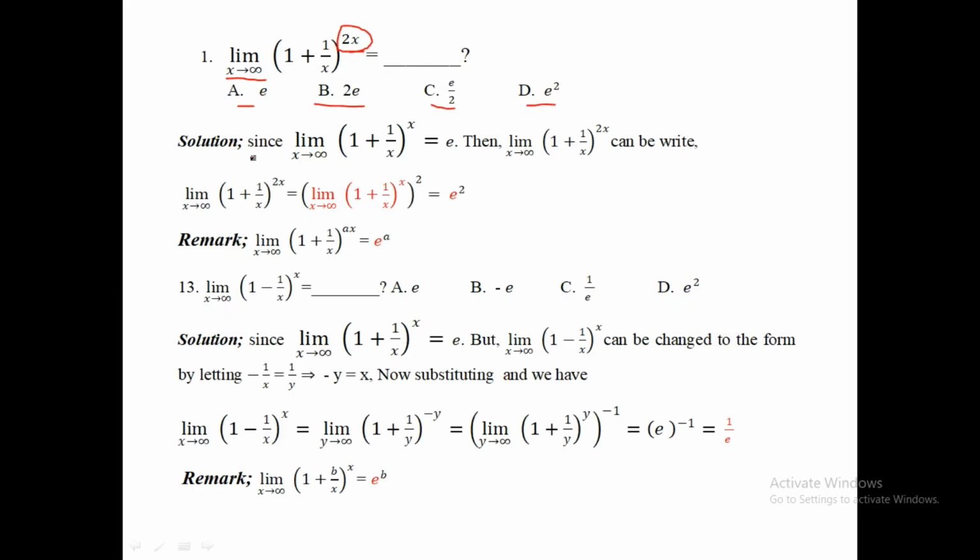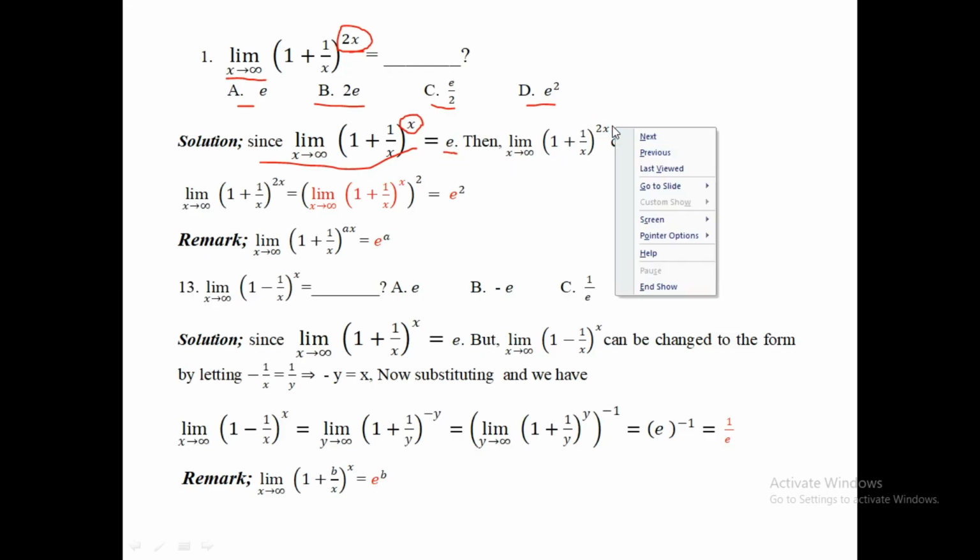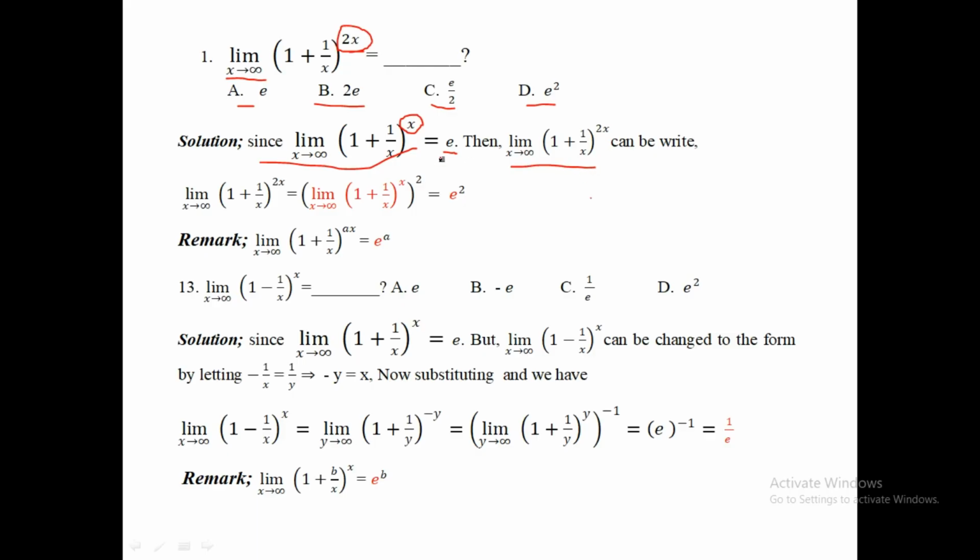Then let's prove it. Since the limit for this one, with the power of x, approaches e, but our question is that the power is 2x. So let's see what the difference is, what the relation is, between the given question and the special limit that we know before, which is e. The given question is just 1 plus 1 over x, with power 2x.